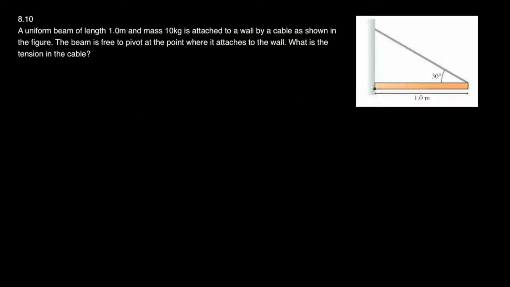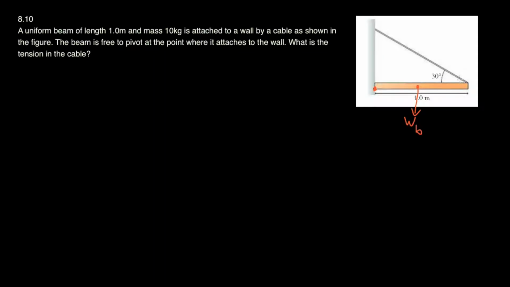Okay, so we have a beam over here attached to the wall. It's free to pivot around this point right here. So what this problem is really asking us is to make sure that all the torques are equal to 0. The first thing to do is identify the forces that are going to give us a torque. The first one is the mass of the beam. So the weight of the beam is going to produce a torque. We'll call it W sub B.